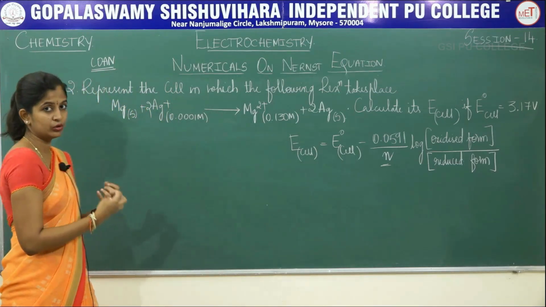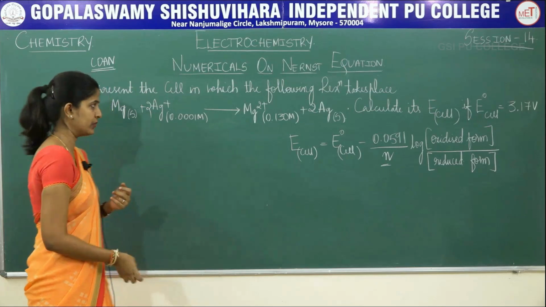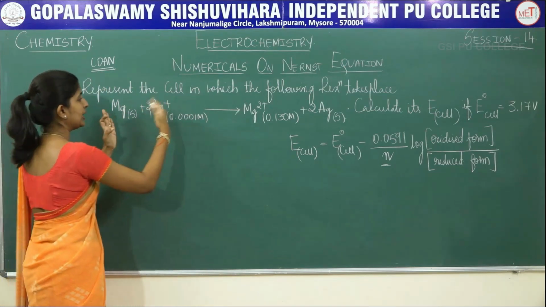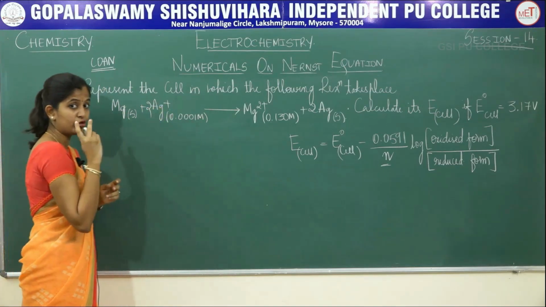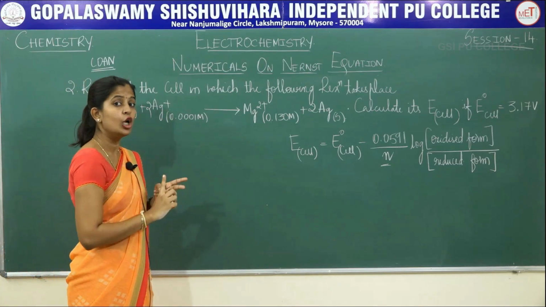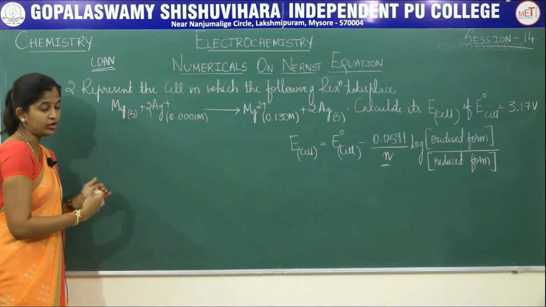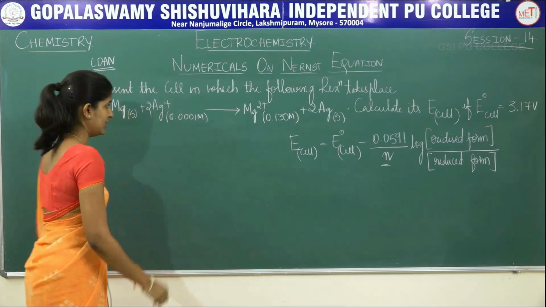Let us see how to calculate this number of electrons transferred. So let us write the two equations. In this one equation, you have two equations: one is reduction, the other one is oxidation. I will separate it out, then I will tell you how to calculate this N value.